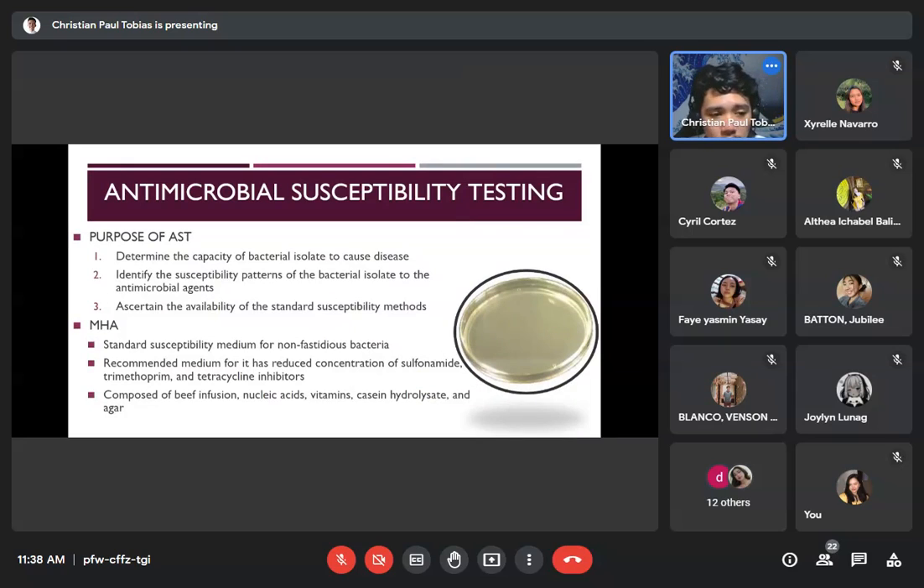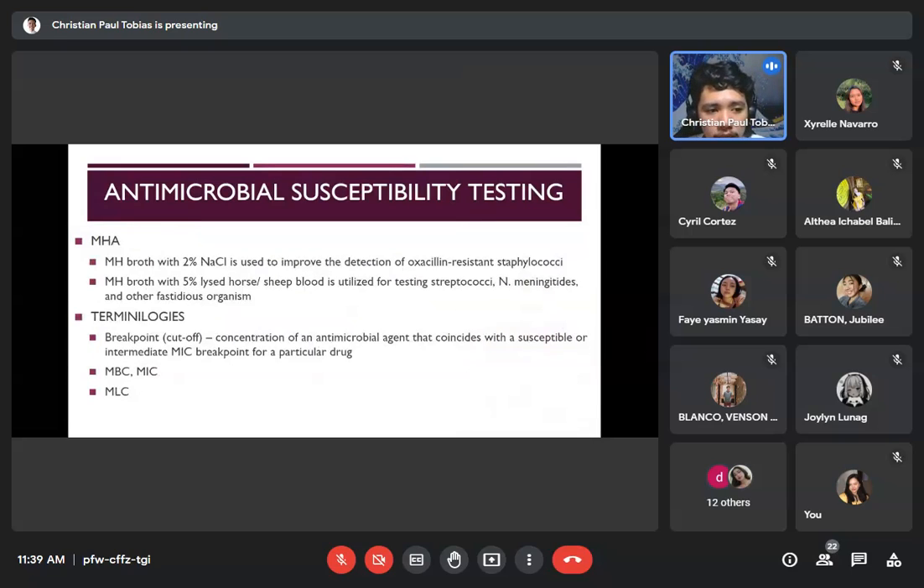So, MHA or the Mueller-Hinton agar, the standard susceptibility medium for non-fastidious bacteria. Recommended medium for it has reduced concentration of the sulfonamide, trimethoprim, and tetracycline inhibitors. Note of this: sulfonamide, trimethoprim, and tetracycline inhibitors. So, this is also composed of beef infusion, nucleic acids, vitamins, casein hydrolysate, and agar. So, tandaan nyo na lang, AST is performed para hindi basta-basta yung antibiotic na gagamitin ni patient.